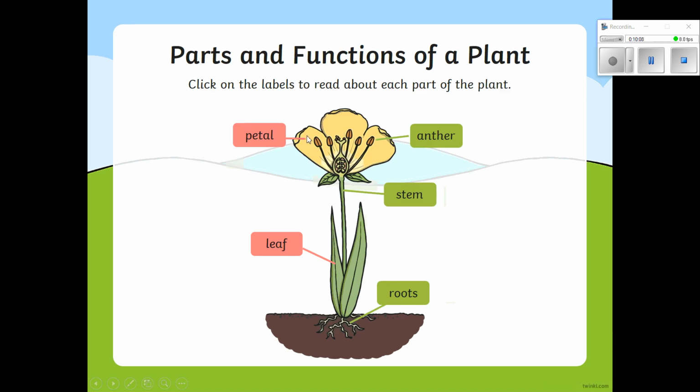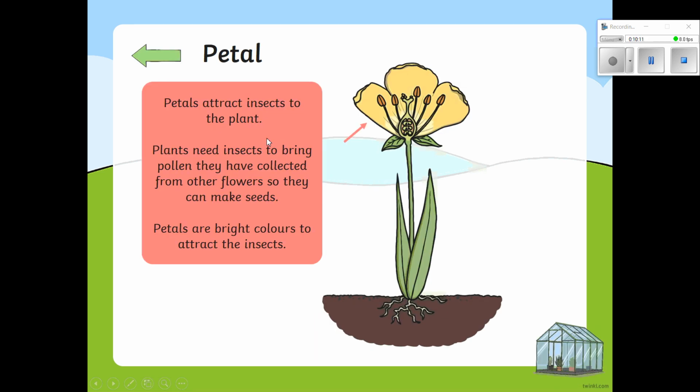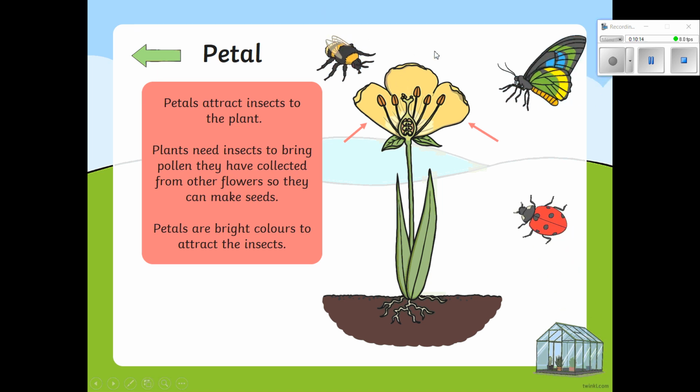And last of all, let's learn about the petal. So the petal, this yellow bit here, the bit that we often say is pretty, the petal attracts the animals because the animals think, oh, that looks a lovely flower, but that's got lots of pollen in, and they go to the petal. The plants need insects to bring pollen that they've collected from other plants so that they can make seeds. And petals are often bright colours so that they attract the insects. So a lot of the time when we've got flowers, we might see blues and oranges and pinks and reds, nice bright and pretty colours.